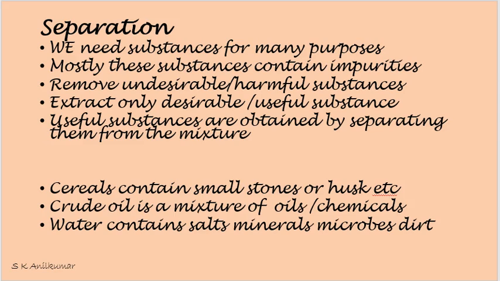We need substances for many purposes. We need the matter, the substance, the particles, the material for different purposes. Mostly these substances contain impurities. Whatever we need, mostly it contains impurities. For example, take a very extreme example: we have to dig out or mine ores. So metals and minerals are mined from Mother Earth.